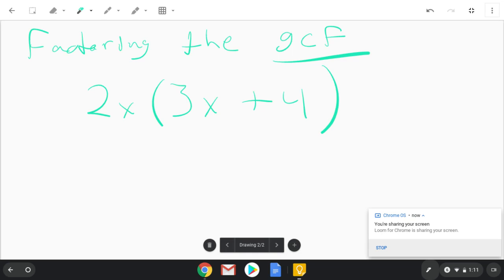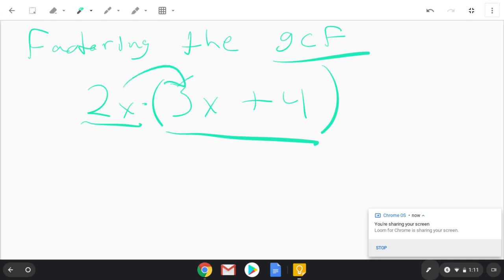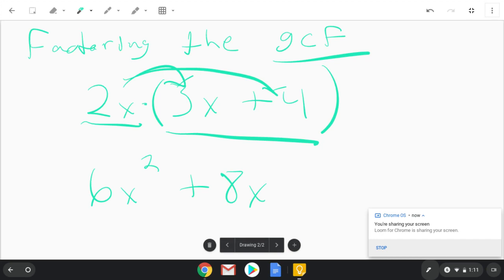Okay, so this expression is written in factored form. This is one factor. This whole thing in parentheses is another factor. Factors are things that are connected by multiplication. Let's multiply this out real fast. That would be 6x squared, and then 2x times 4 would be 8x. When we factor something, we're going from this form to this form, and all it involves really is looking for what each term has in common with each other.